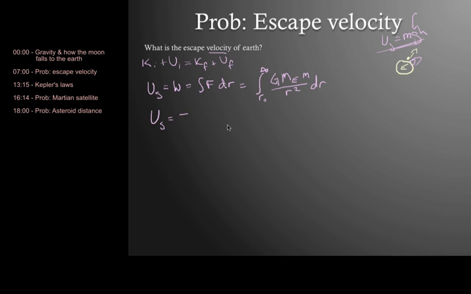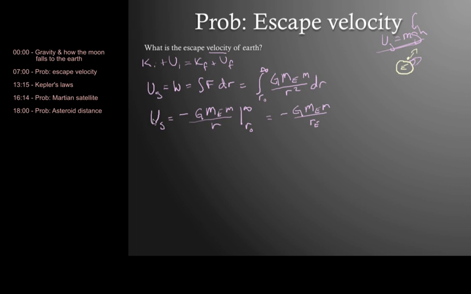So we're going to get a minus G M of the Earth, mass of the object, all over r. And then we need to evaluate this where we're starting and then where we end up. So the nice thing is when you plug in infinity down here, you're going to get 0. So this is really just minus G M of the Earth, mass of the object, all over r of the Earth. So we end up very far away, so this potential energy is going to be 0.